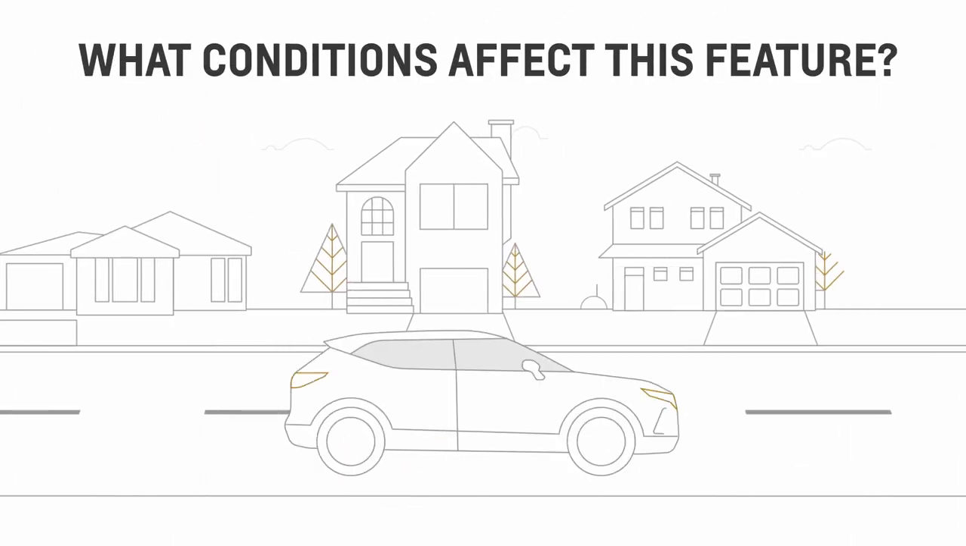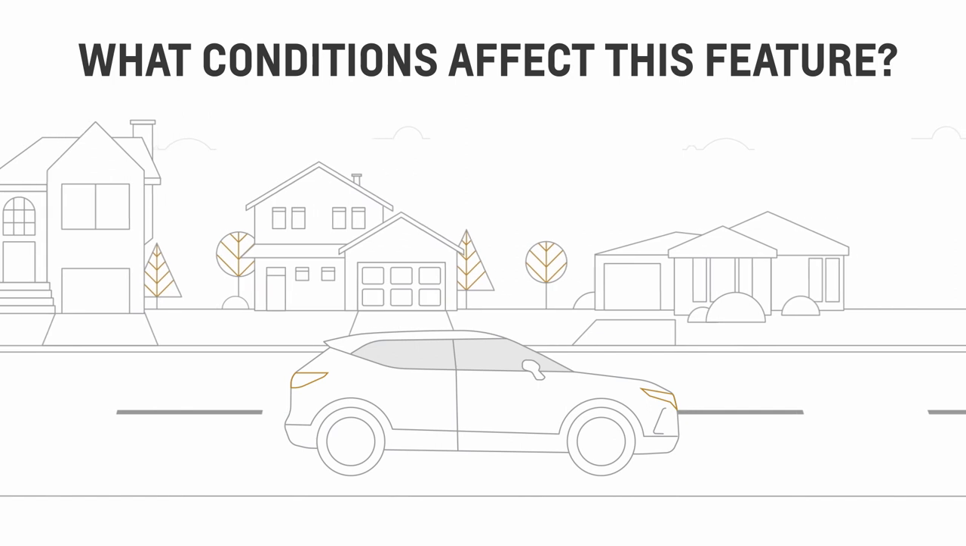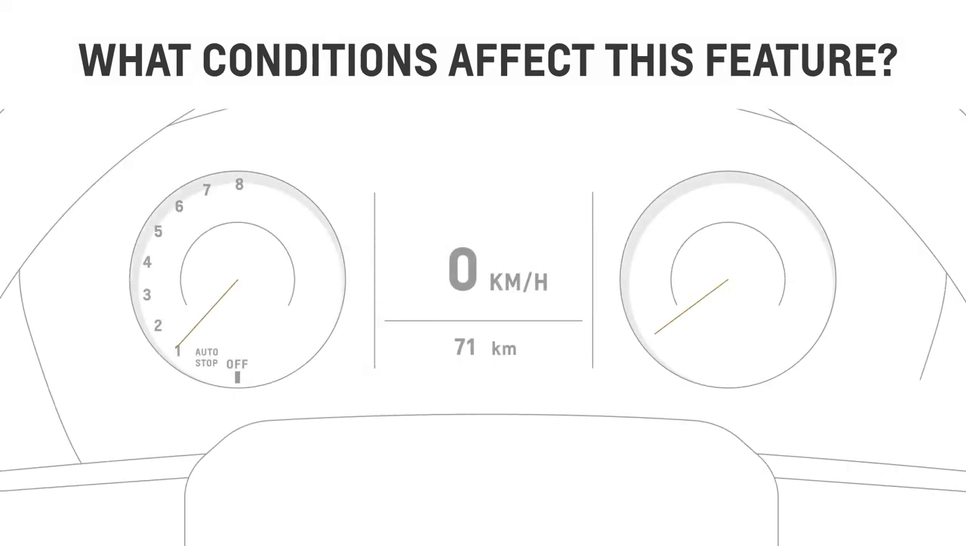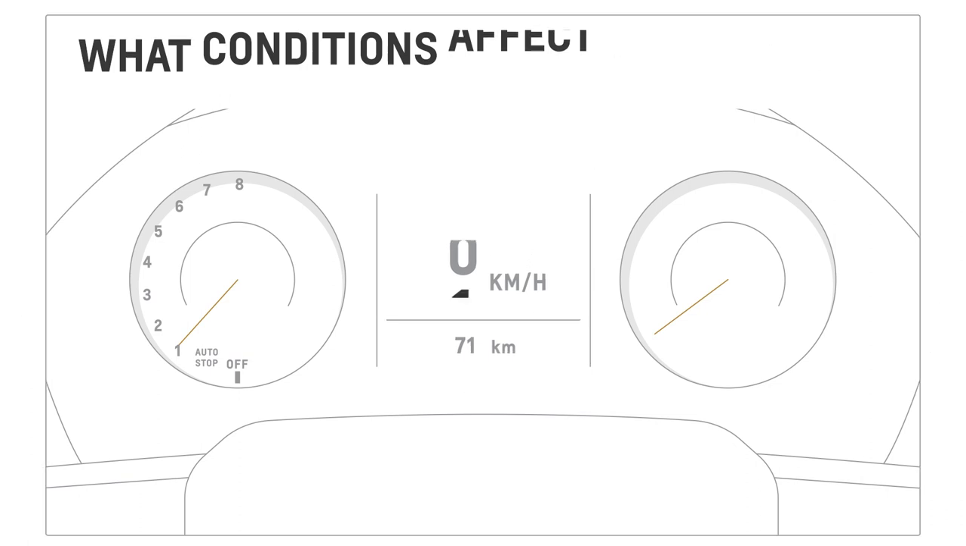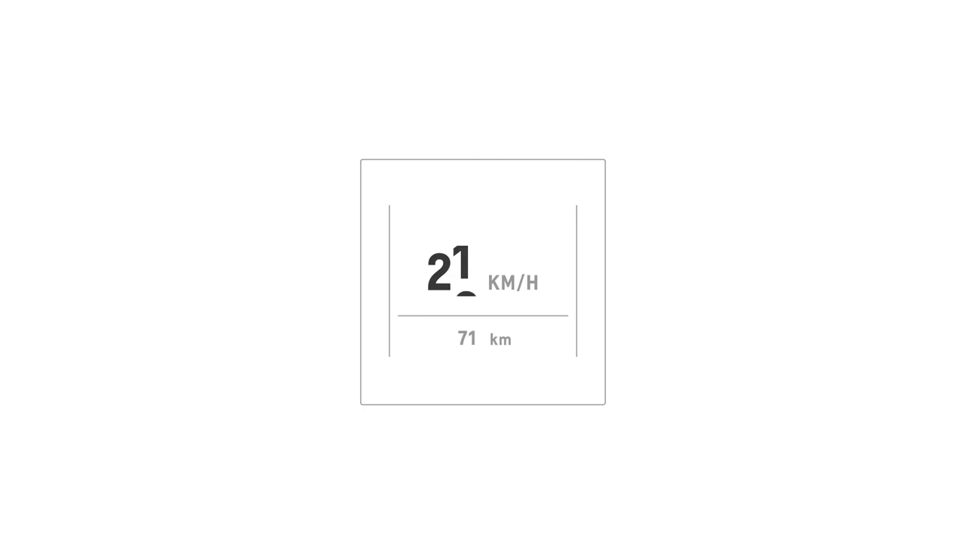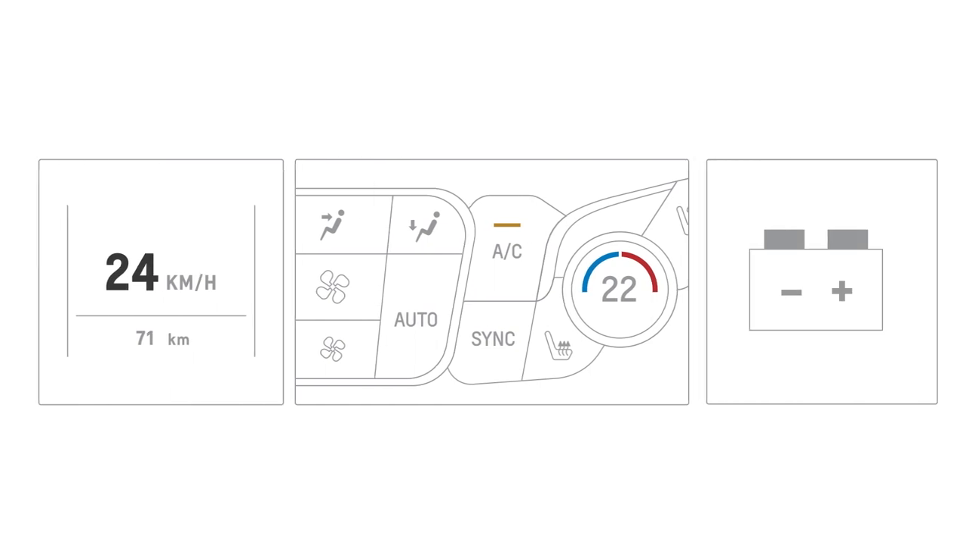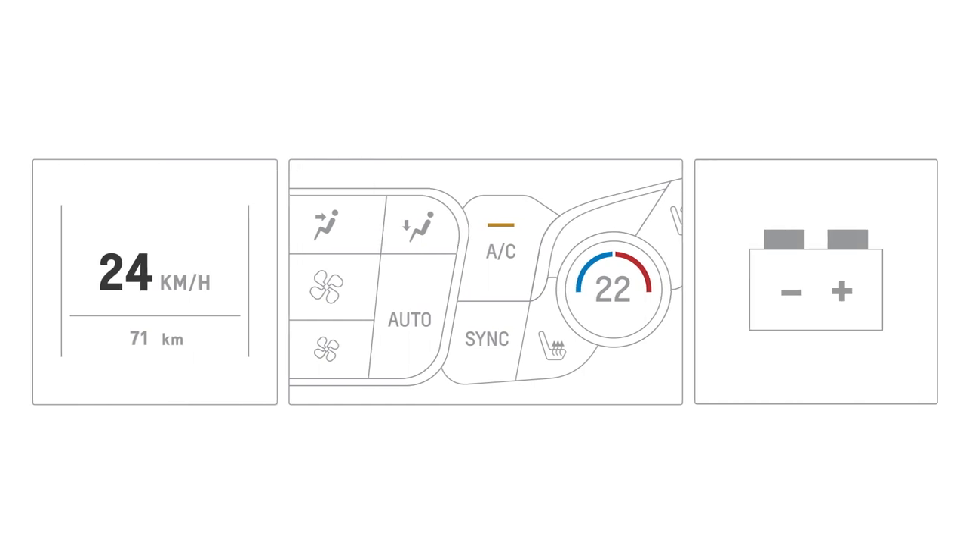Your vehicle is also equipped with intelligent sensors that monitor the vehicle's systems and the current battery charge. This means that auto stop will not occur if the conditions aren't correct. For example, if the minimum speed has not been reached between stops, if the engine needs to stay running to maintain the AC, or if the vehicle's battery needs to charge.